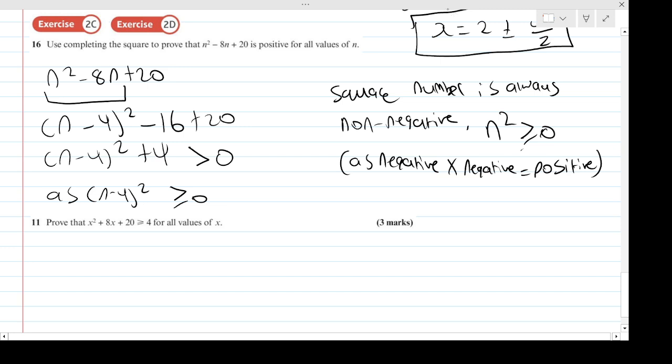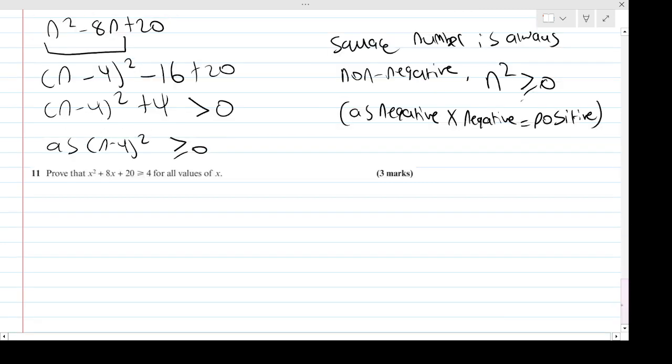That's essentially the reason. And that is a fairly common sort of exercise, a fairly common sort of proof. So it's a really good idea to have at the back of your mind that I can use completing the square to prove that a quadratic is positive or whatever. Okay, and we have one last example.